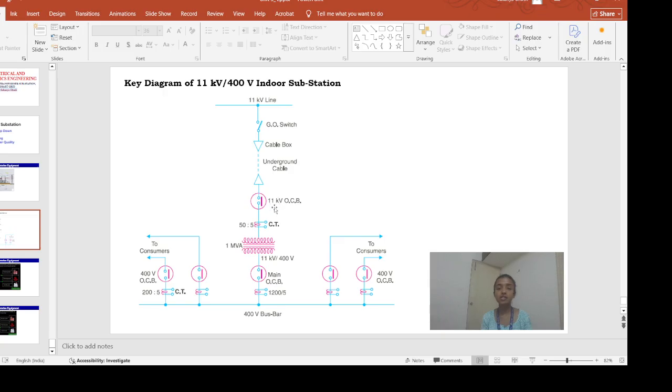We have here this 11 kV oil circuit breaker. What is this oil circuit breaker? I already told you guys that this circuit breaker has two parts. One is your fixed contact and the other is the moving contact, and this fixed and moving contact are separated or isolated by oil as dielectric.